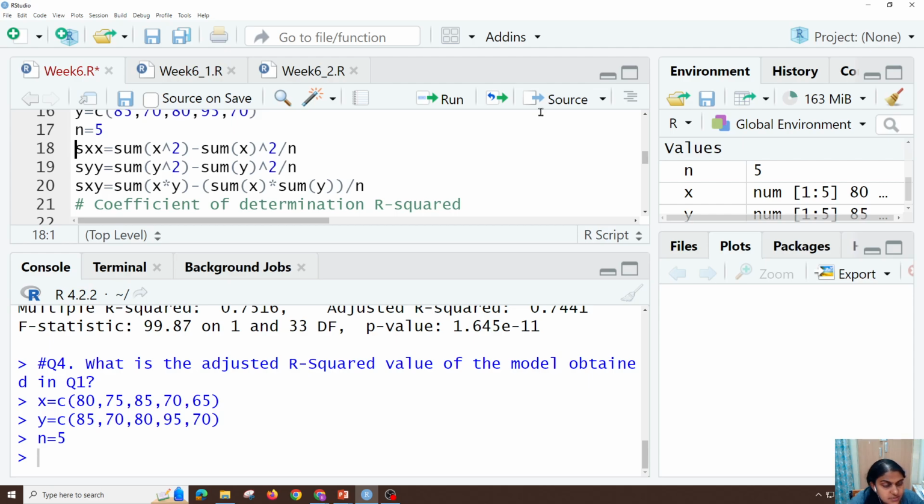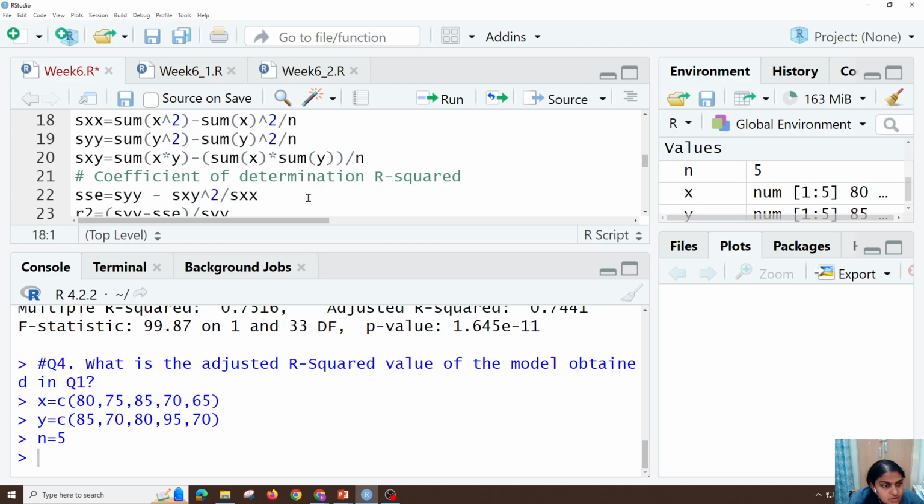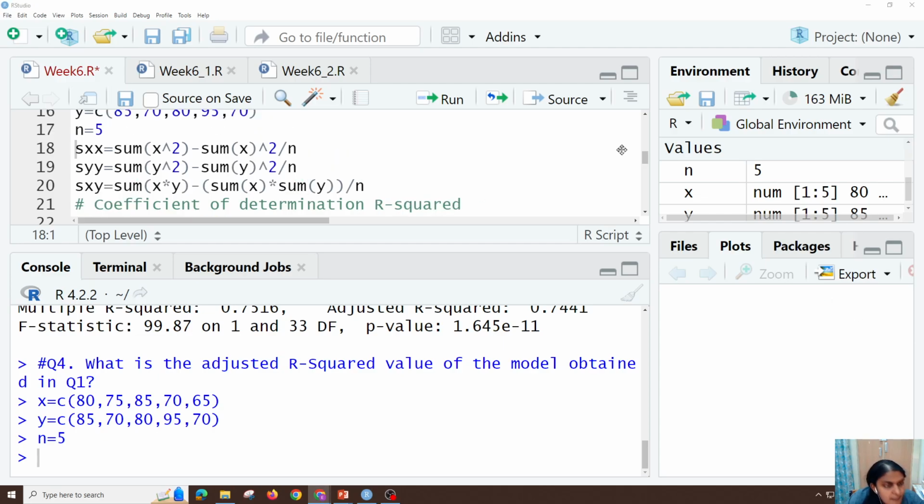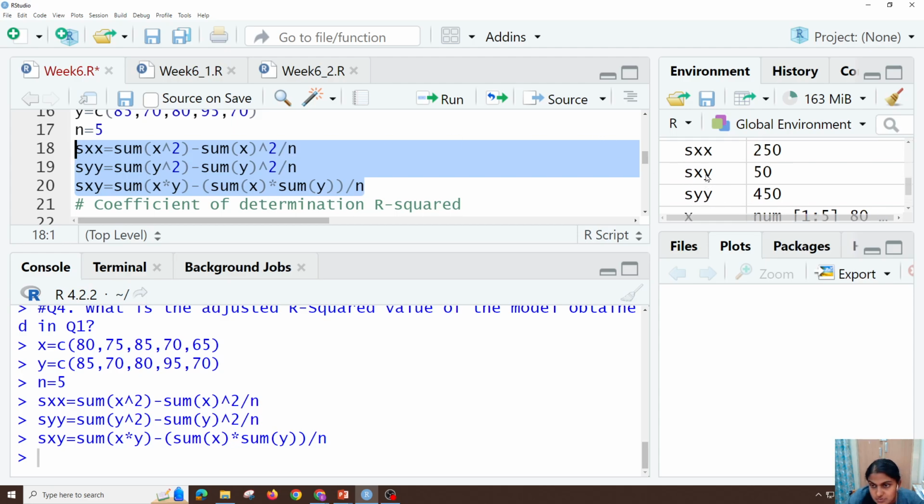To find the coefficient of determination R squared, first I will find different values like SXX, which is sum of x squared minus sum of x the whole square by n, and SYY, which is sum of y squared minus sum of y the whole square by n, and SXY, which is sum of x into y minus sum of x into sum of y by n. All these three I will run, and these values will be stored. SXX is equal to 250, SXY is 50 and SYY is 450.